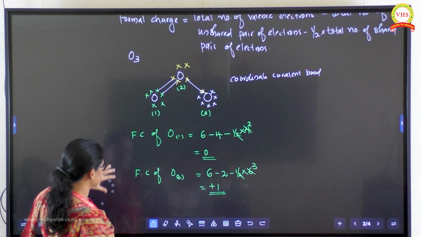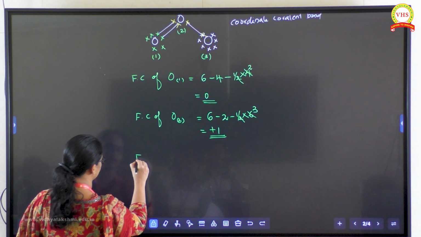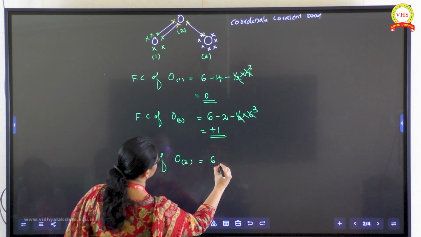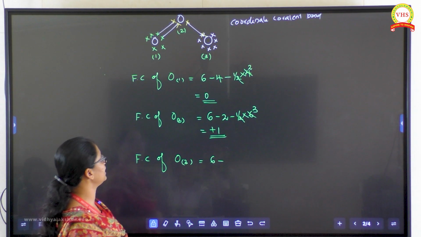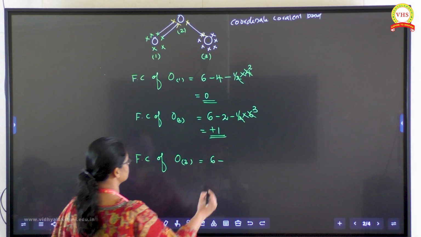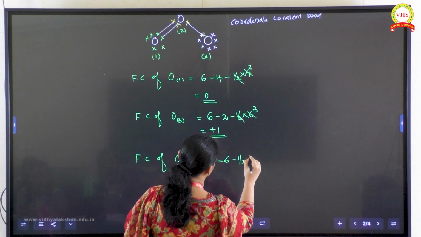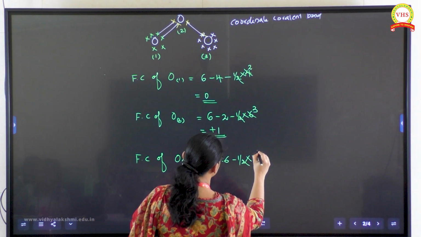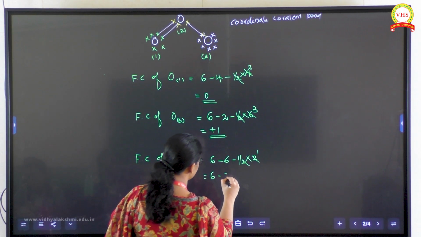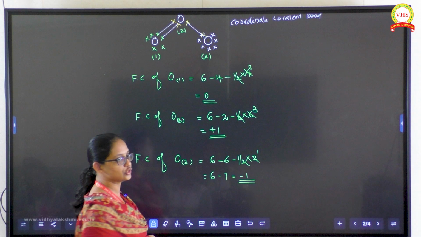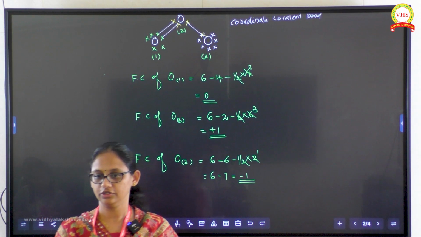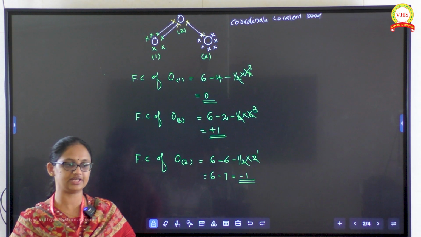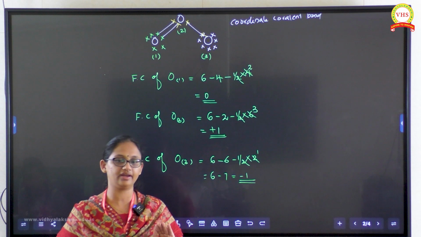Then next, the formal charge of the third oxygen atom. It is 6 minus the unshared electrons, 6, minus 1 by 2 into 1 bond, so 2 electrons. So 6 minus 7 is equal to minus 1. So in the case of the ozone molecule, there are 3 oxygen atoms and the formal charges of the individual atoms are 0, plus 1 and minus 1.